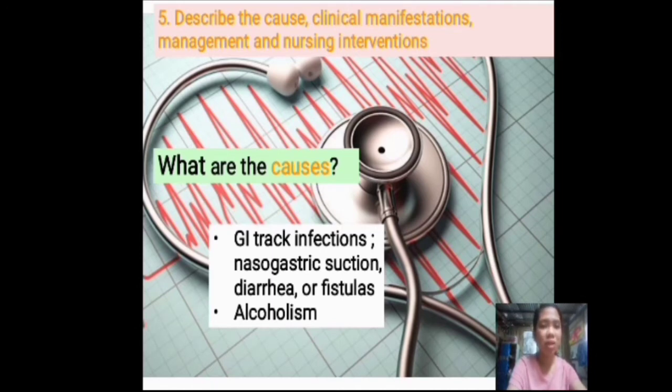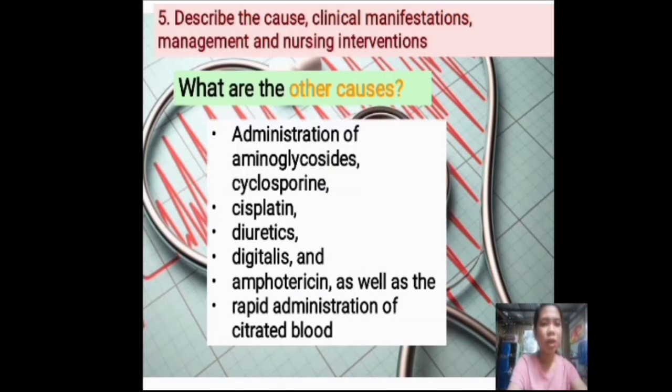Number 1 is gastrointestinal tract losses such as nasogastric suction, diarrhea, or fistulas, because the gastrointestinal tract has a higher concentration in fluid from the upper tract. Another cause is alcoholism. For the patient who has alcohol withdrawal, we need to monitor the serum magnesium every 2 or 3 days. Other causes are the administration of aminoglycosides, cyclosporine, cisplatin, diuretics, digitalis, and amphotericin, as well as the rapid administration of citrated blood.